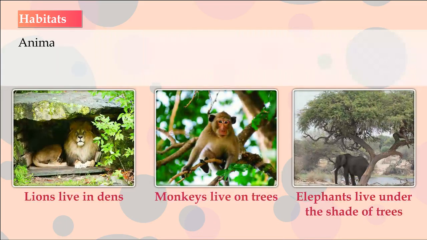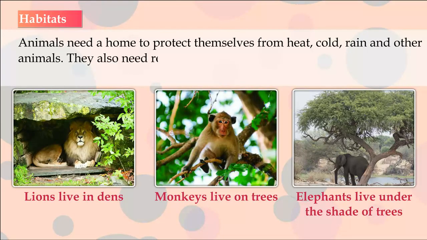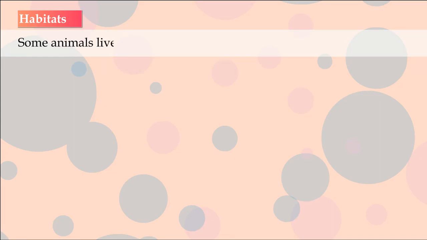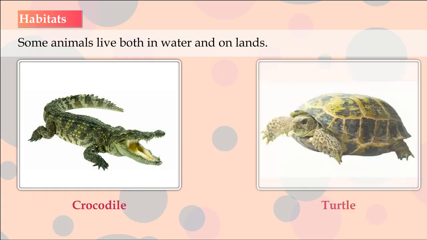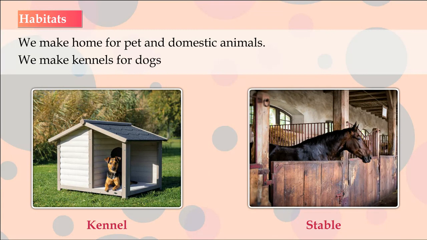Habitats. Animals need a home to protect themselves from heat, cold, rain, and other animals. They also need rest. Some animals choose natural places as their shelters. Some animals live both in water and on land, like the crocodile and turtle. We make homes for pet and domestic animals. We make kennels for dogs and stables for horses.